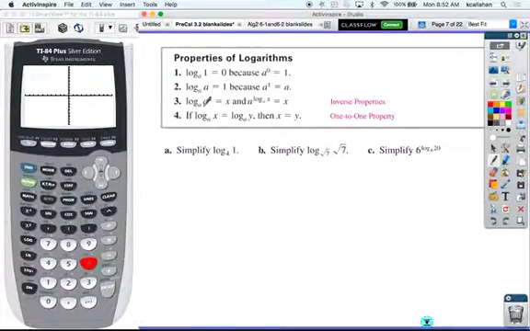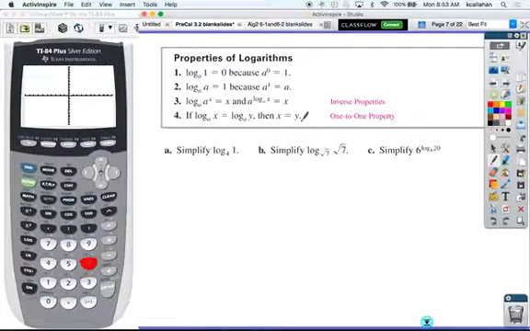We try to match up the base of the logarithm with the base of the exponential that we're trying to simplify. You can see a to the x equals a to the x. And if log base a of x equals log base a of y, then x equals y. Two logarithms of the same base can't be equal to each other unless the arguments are equal. So x must equal y.